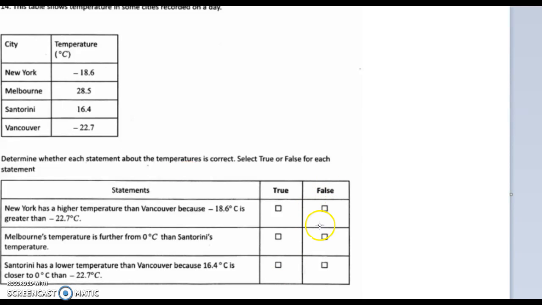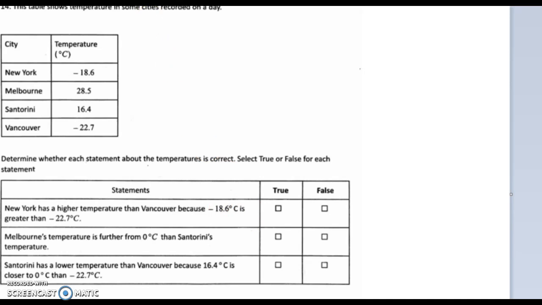Alright, number 14 says this table shows the temperatures in some cities recorded on a day. The cities are New York, Melbourne, Santorini, Vancouver. Temperatures are negative 18.6, 28.5, 60.4, negative 22.7. Here's some questions we have to determine whether they're true or false. Okay? So it says New York has a higher temperature than Vancouver because negative 18.6 is greater than negative 22.7.